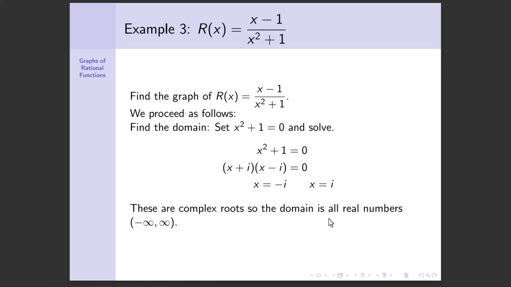So let's take a look at this example. R of x is equal to x minus 1 divided by x squared plus 1. And we're going to find the graph of this rational function. So we're going to proceed as follows. We're going to find the domain. So we're going to set x squared plus 1 equals 0 and solve. And when we do this, we find that either x equals i or x equals negative i. And these are complex roots. And these are the only numbers that make the denominator equal to 0. Therefore, the domain is all real numbers.